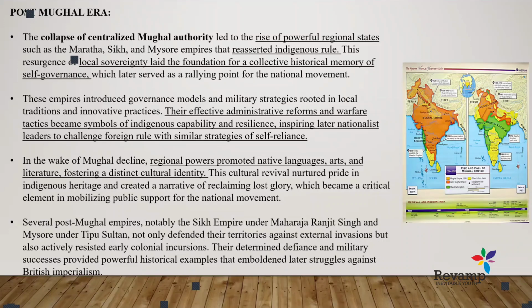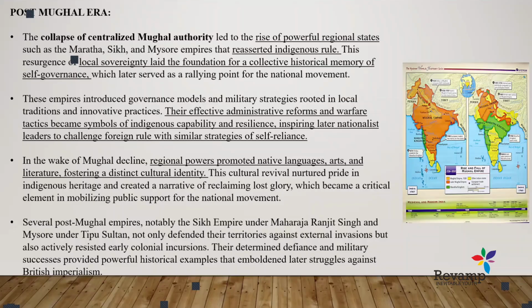Then there was a rise of powerful regional states in the Indian subcontinent, such as the Marathas, Sikhs, and Mysore. They were the prominent regional powers. They reasserted indigenous rule, empowering local sovereignty, which eventually led to the historical memory of self-governance. The Marathas, Sikhs, and Mysore each wanted to establish a self-governing empire. These were completely different empires, and they ultimately led to the notion of self-governance, which later inspired the Indian national movements.